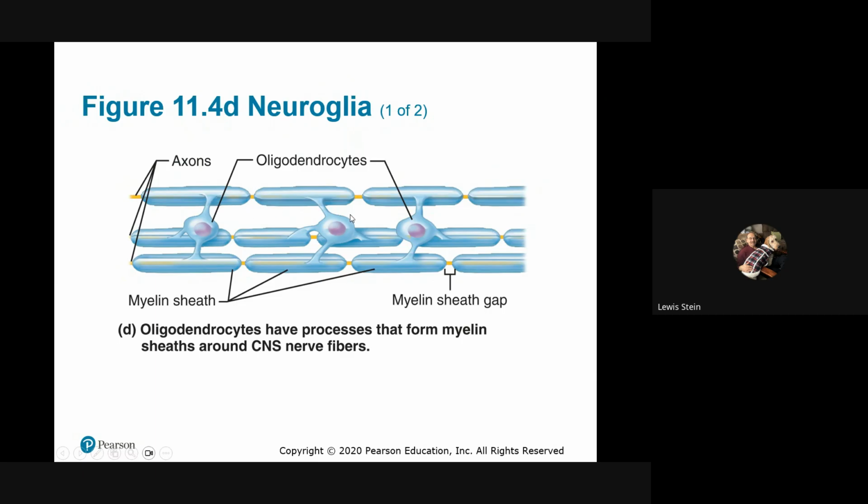Do you remember we talked about these gaps? Did we not? Yes. I talk about nodes of Ranvier, which I love to talk about rather than saying Ranvier.